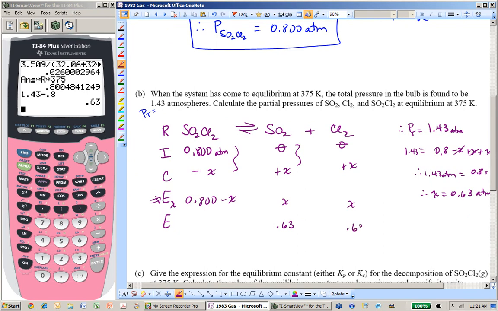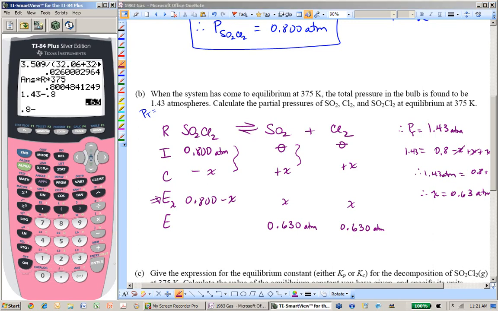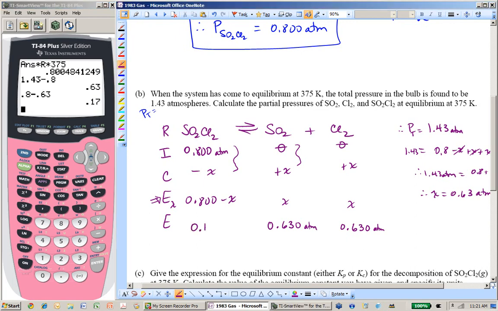How many sig figs should I have on here? I'm going with 3. Is it 0.63? Oh, yeah, it's going to come out even. And this is 0.8 minus 0.63, which is 0.17. And there we have it. There's nothing else I can do. You might want to double check, make sure it all adds up, but it does. 0.63 and 0.63 is 1.26 plus 0.17. It's going to get me right back to my 1.43, so I'm good with that.